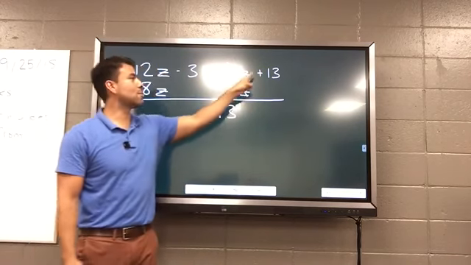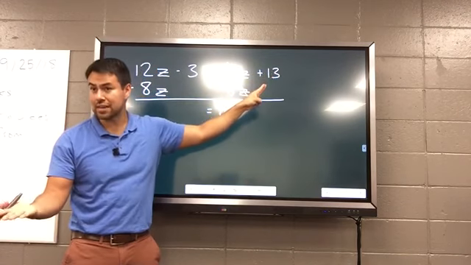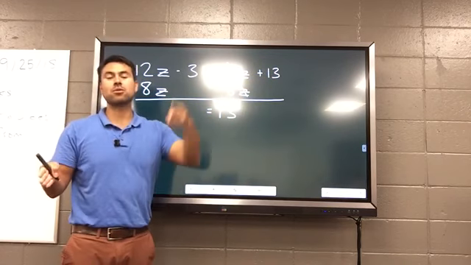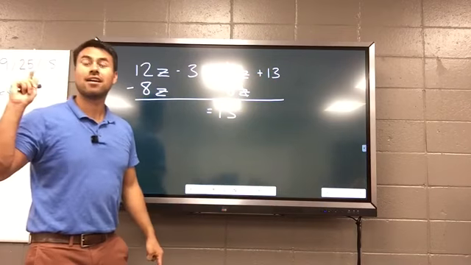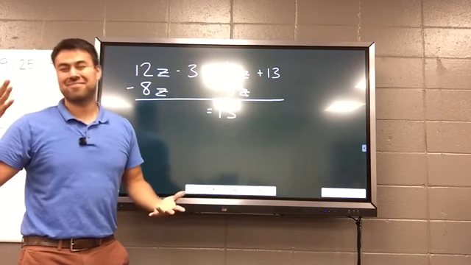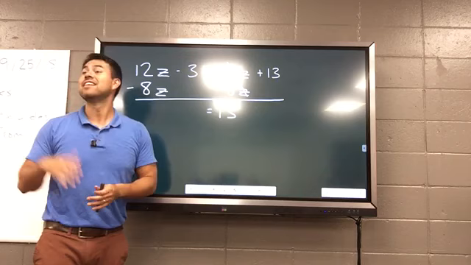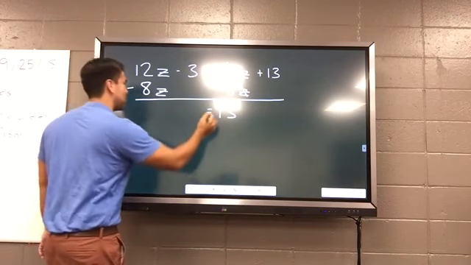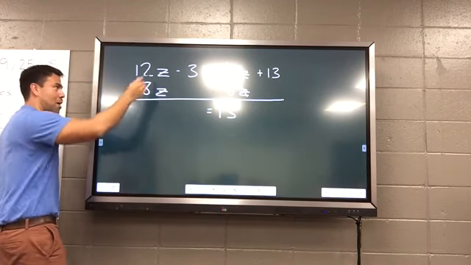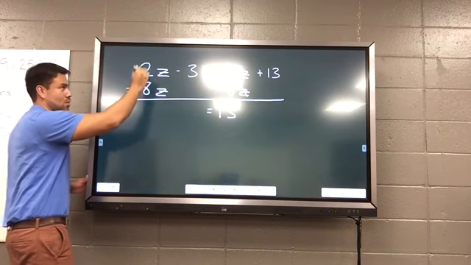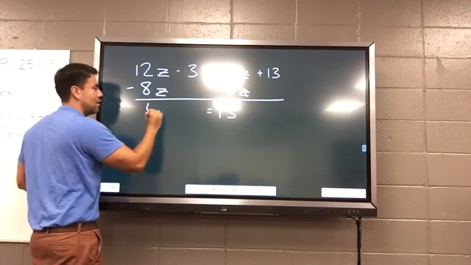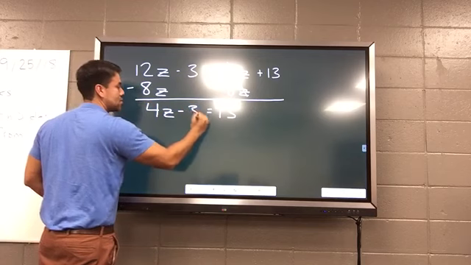And then what's 0 plus 13? 13. What property says any number plus 0 is itself? Identity property. 3 properties in 1. What a nice way to start off our problem. What's 12z minus 8z? 4z minus 3 equals 13.